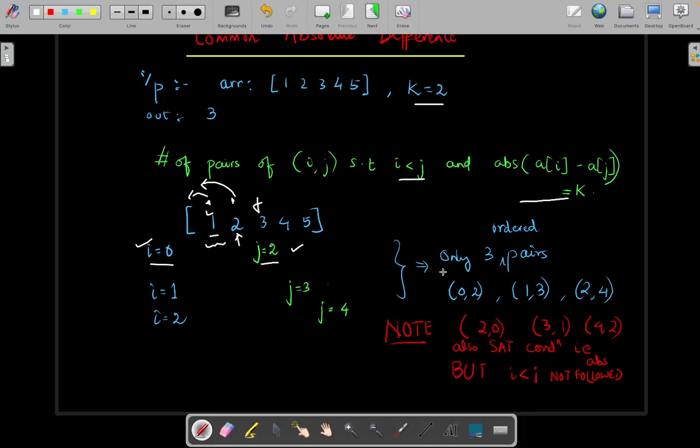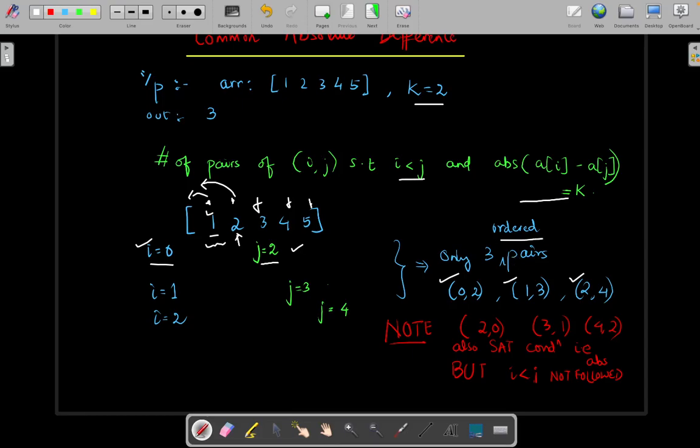So 0, 2 is one pair. Similarly, when j equals 4, among all the previous elements, only 2 qualifies. The element 2, which is at index 1, qualifies, and hence 1, 3 is another feasible pair. And when j comes to 5, the index 2, for the element 3, qualifies. So 2, 4 is another feasible pair. And these are the three ordered pairs.